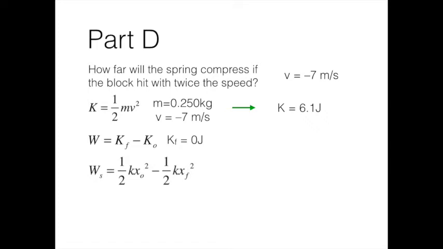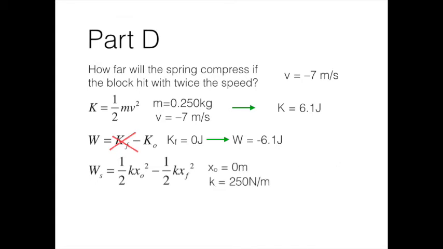The final kinetic energy is also going to be 0. We know this because it won't be moving at the bottom of the spring. Plug 0 in for velocity and the kinetic energy, and you'll get 0. You can just cross that off and say that work is equal to negative initial kinetic energy. Set that equal to the initial kinetic energy and multiply by negative 1, and work is negative 6.1 joules.